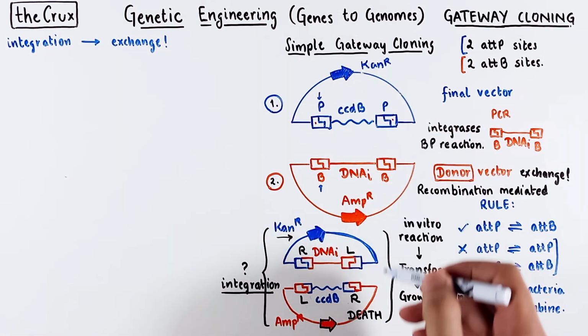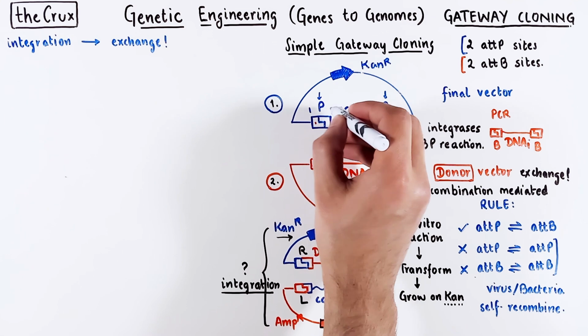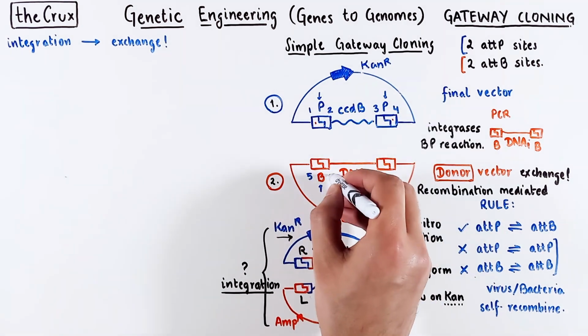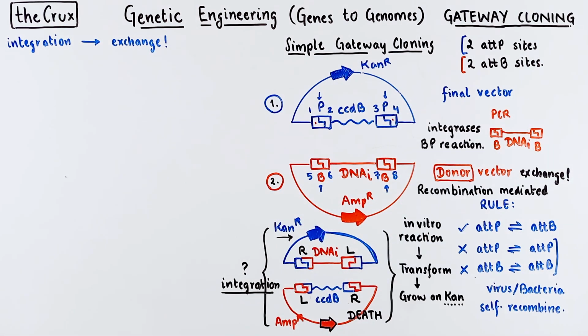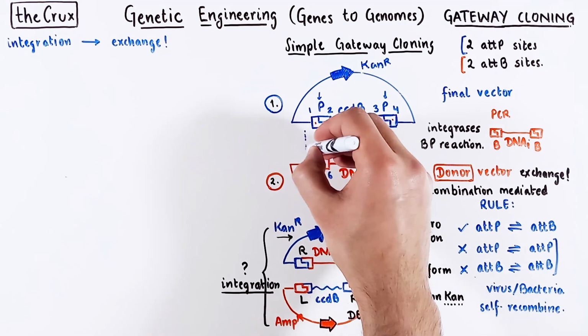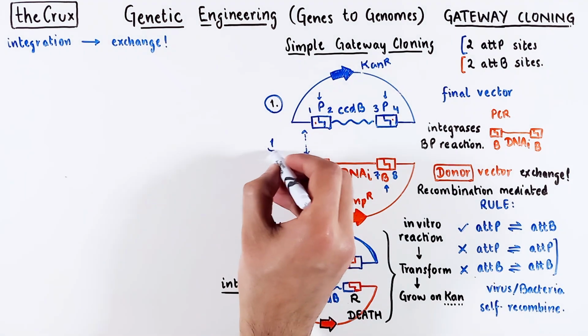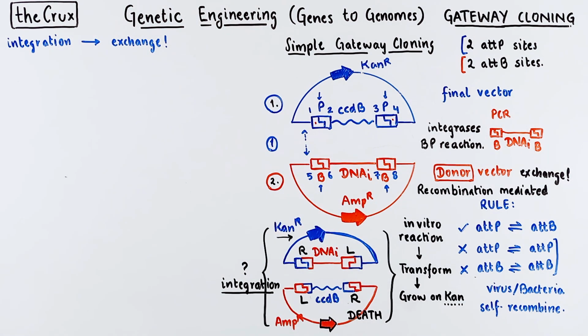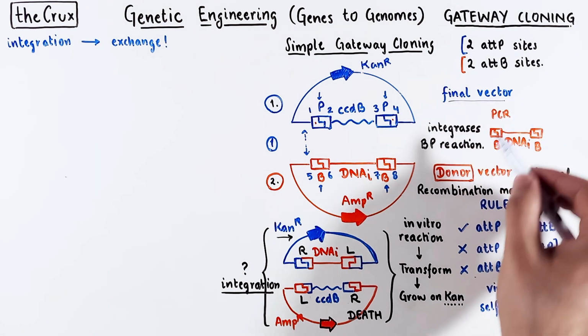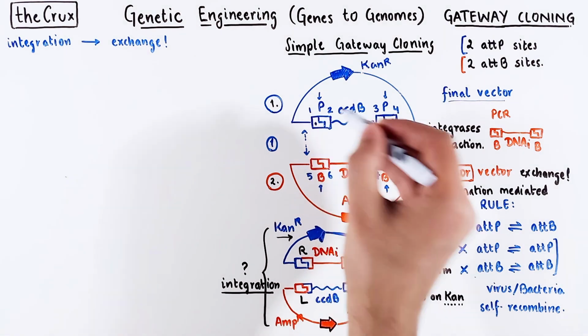Let's break this process down and understand stepwise how integration can lead to exchange. We have two attP and two attBs. For simplicity, let's label the halves as 1, 2, 3, 4, 5, and 6, and 7, and 8. And to make this simple, imagine that this pair of att gets recombined first. Also, let's assume that the second pair is not used until the first reaction is complete.